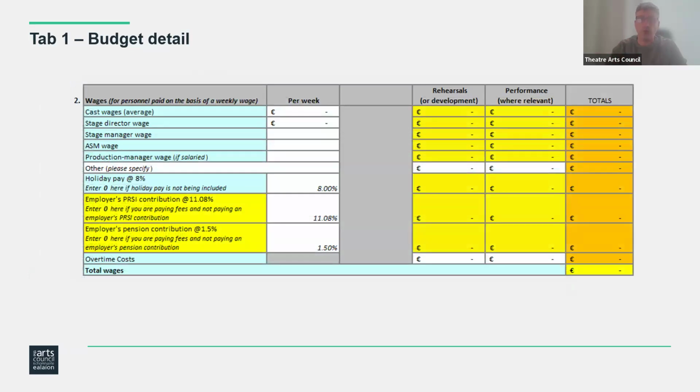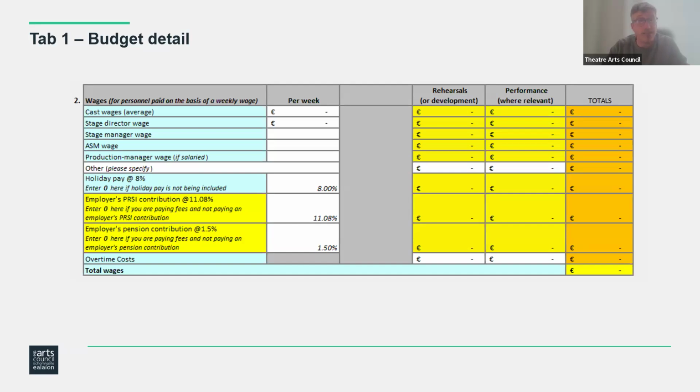Okay, and then you come down to wages here. So you've got the cast wages per week. And that's a really important number because we want to understand at a basic level how much actors are being paid in general, because those are really useful benchmarks for us to understand the way that the work is being made and the way that the work is being thought about.